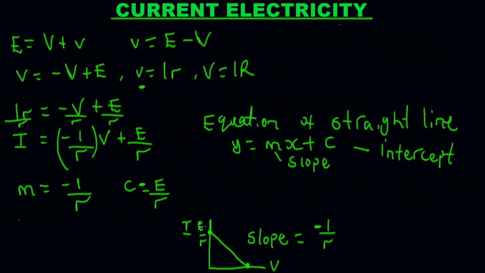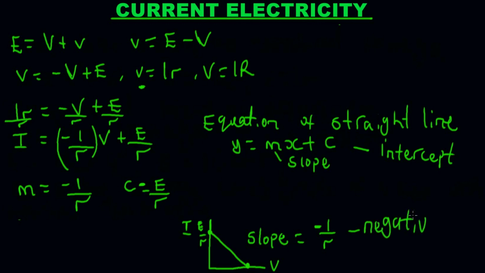Hope you are following. So the intercept will be E over r. If you look at this, what does E over r stand for? What does minus 1 over r stand for? You will see that the graph of the current voltage graph of a cell with internal resistance has a negative slope. That's one. It is a negative slope because there's a minus there.